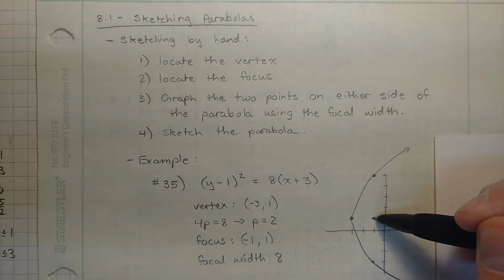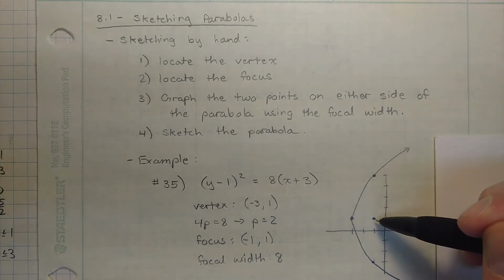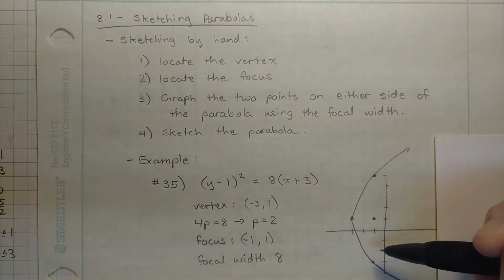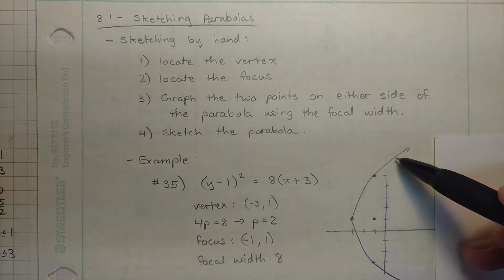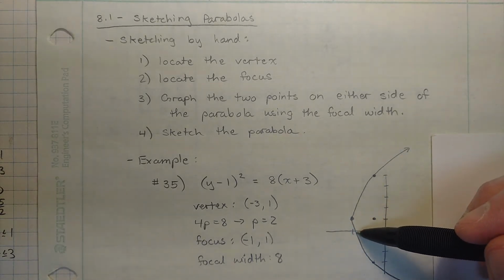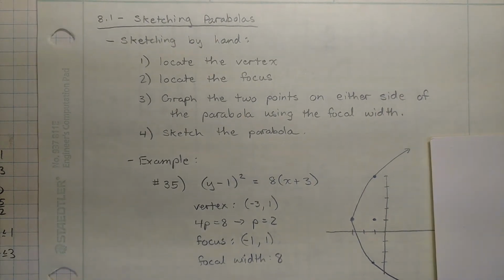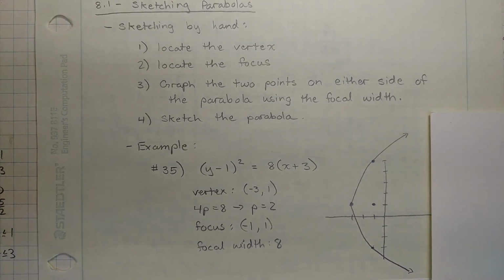So that means I have to go 4 up from the focus, and I plot the point right there. Go 4 down from the focus, plot the point right there. And then from that, I simply draw the curve as it goes through that point and continues on. You only need the 3 points. That gives you enough to get the general shape of the parabola. You don't need any more. That will do it. That gets it accurate enough for what we need to do.